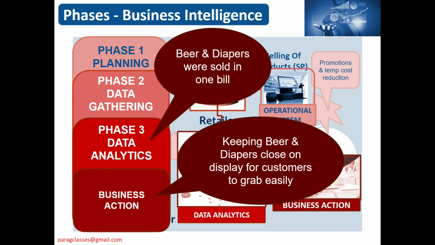For example, in one of the case studies, upon analyzing the POS sales data of a large retail store, it was figured out that beer and diapers were being sold together in large amounts in one bill. Hence, the business action that was taken was to keep the two items near together in the store on display on the aisle, making it easy for the customers to grab them, hence increasing the overall growth in sales and ultimately in profits. I hope with this information we have now understood very well why business intelligence is needed and the phases involved in the implementation of the same.